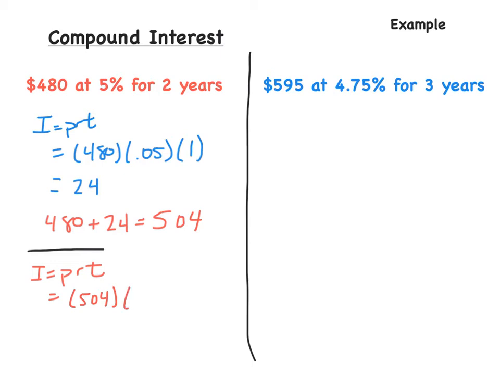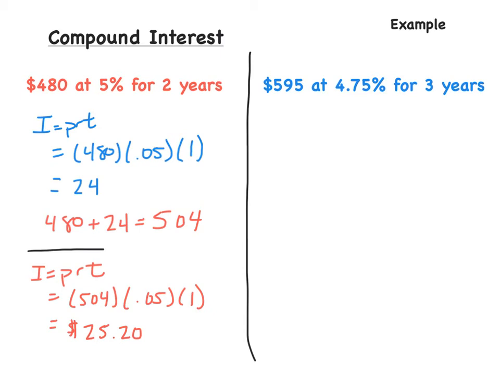$504 times 5/100ths times 1, because this is the next year. So how much is that going to be? That is $25.20.